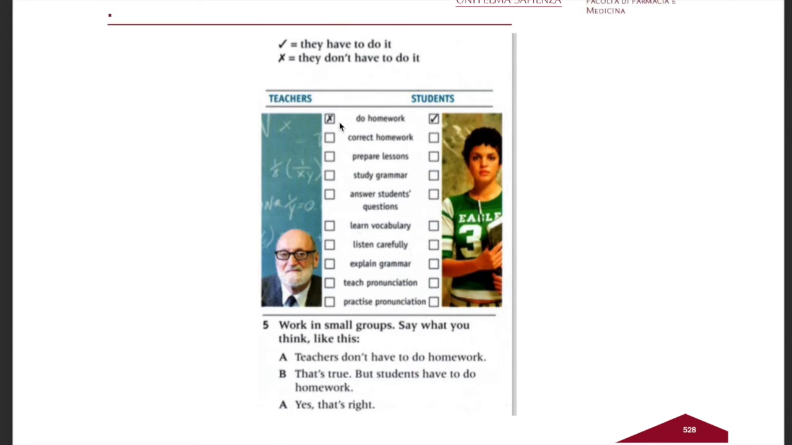So, for example, teachers don't have to do homework. Students have to do homework.